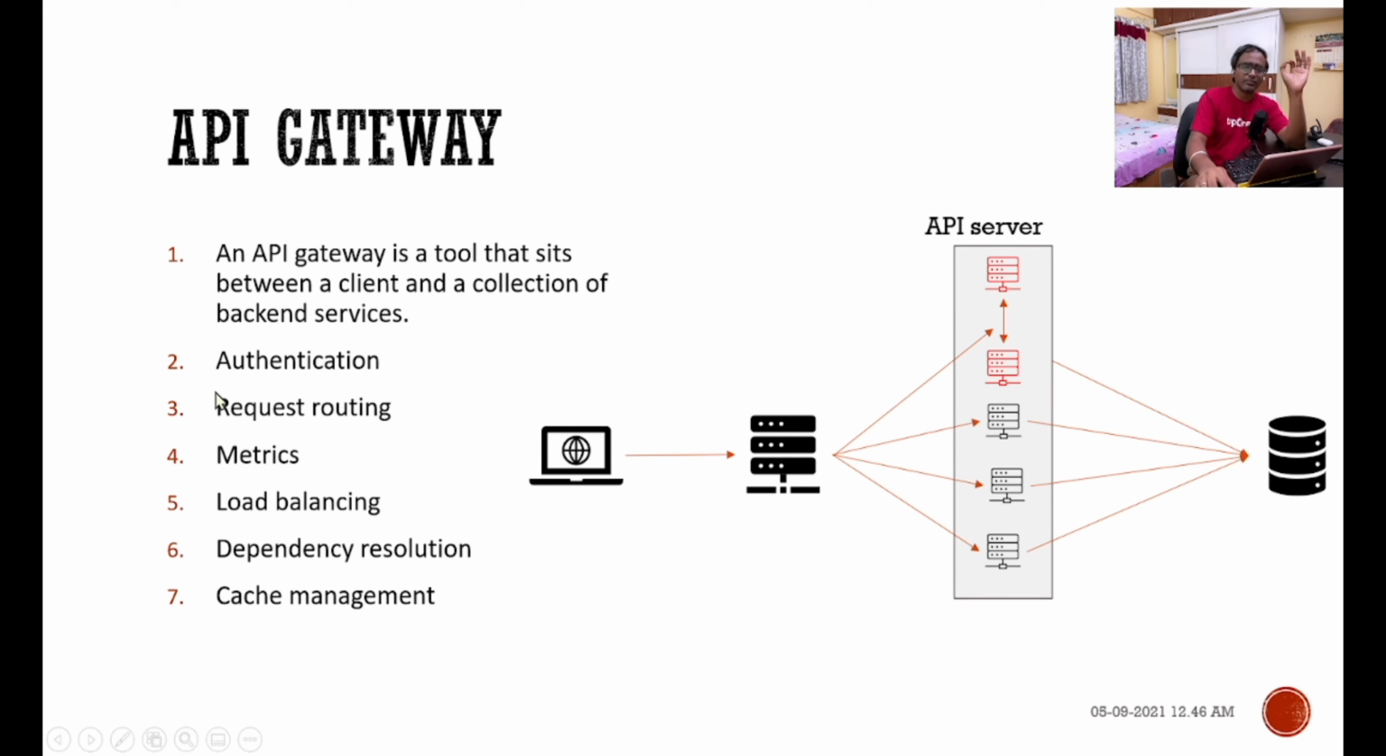Now, what is the other feature? Request routing. Just now we discussed, this API gateway knows which service to be called. Let's say I want to call a login page. From the client, I'll call this API gateway: hey, API gateway, I want to log in. So he'll call the respective service. That is technically called request routing. And metrics.